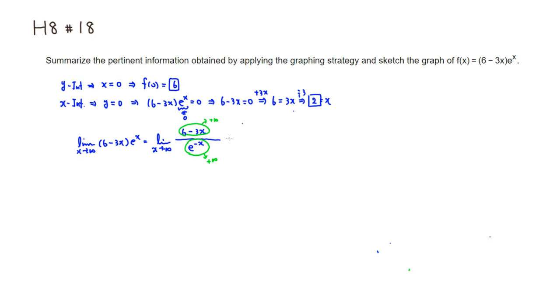So you can use L'Hopital's rule. We take the derivative of the top, which is negative 3, and the derivative of the bottom, which is negative e^(-x), as x approaches negative infinity. You can see that the denominator goes to negative infinity. Negative 3 divided by negative infinity approaches 0 because you're dividing by a really, really big number, which means there is actually a horizontal asymptote, which is y equals this limit value, 0.